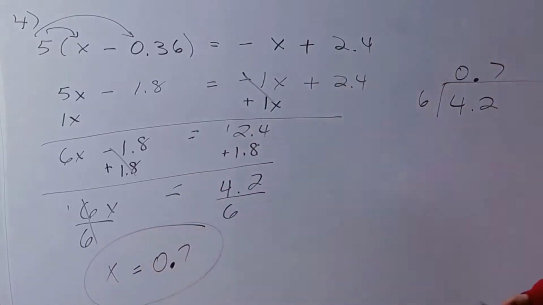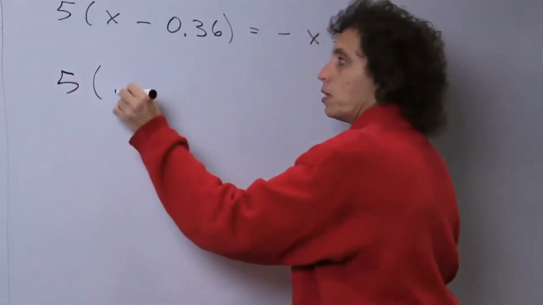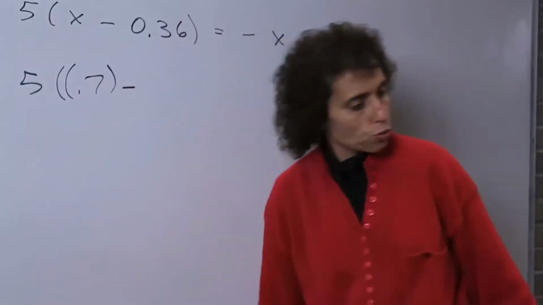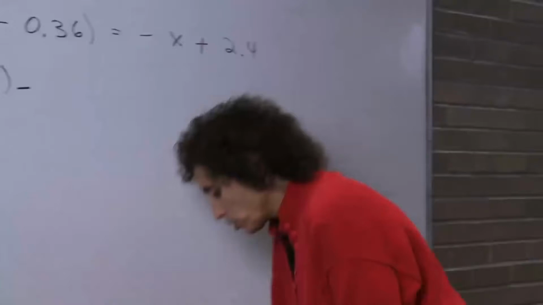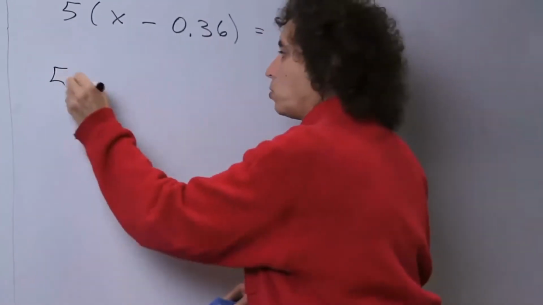Cool. All right, I promised you a check. Here comes the check. Use parentheses for 0.7. I want to make those parentheses bigger. Let's do this right. I lost my eraser. There's a black hole here, I think. It's where all my erasers go to.